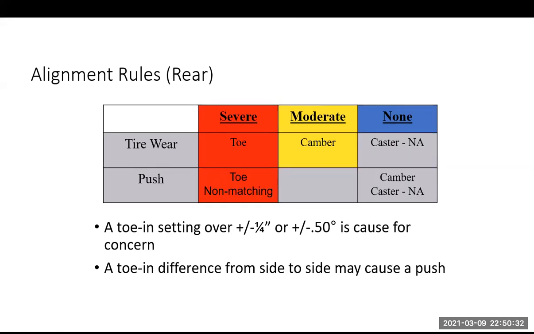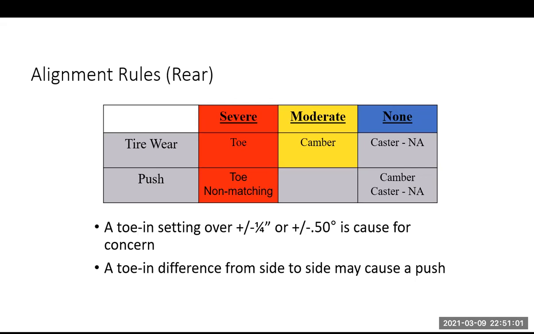Let's take a look at rules for the rear. When it comes to tire wear, toe has the most severe effect on tire wear. Camber has a moderate effect on tire wear, and caster really, there's no rear caster. When it comes to a pull, and it's caused by the rear, we call that a push. If the tires are pointed in such a way it's causing the rear to swing to the left, we would call that a push to the right.